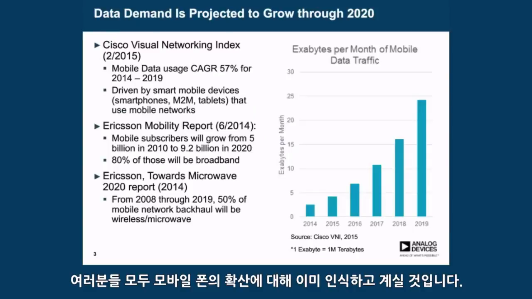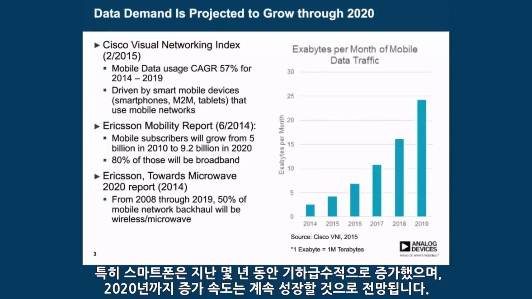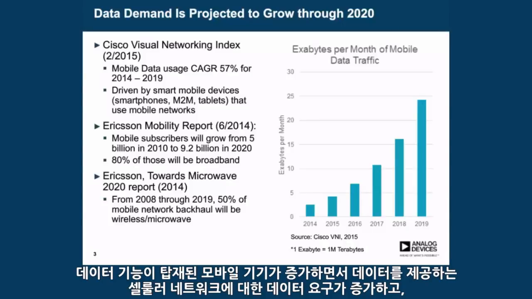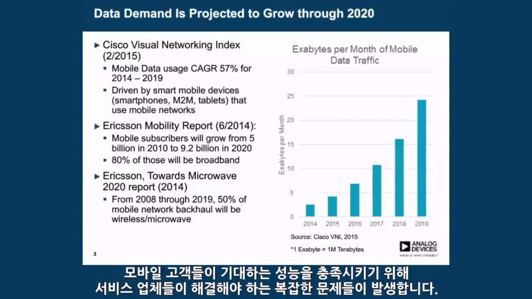As most of you are probably already aware, the increasing popularity of mobile phones, especially smartphones, has grown exponentially over the past few years and is projected to continue to grow at increasing rates as we move towards 2020. More mobile devices equipped with data capabilities place increasing data demands on the cellular networks that provide the data and create complex problems that service providers need to solve in order to meet the performance expected by their mobile customers.